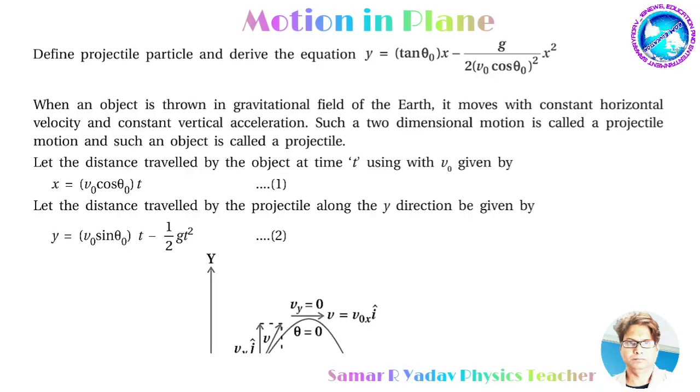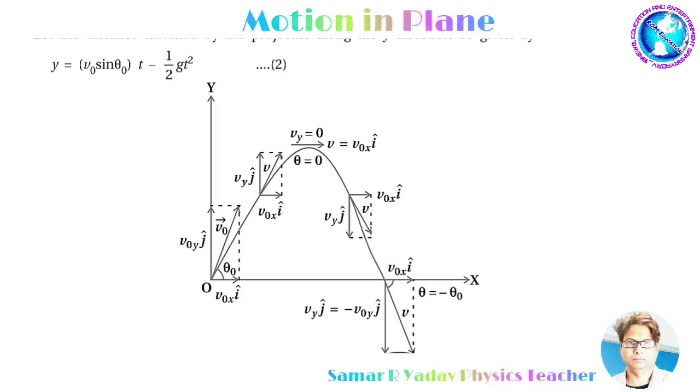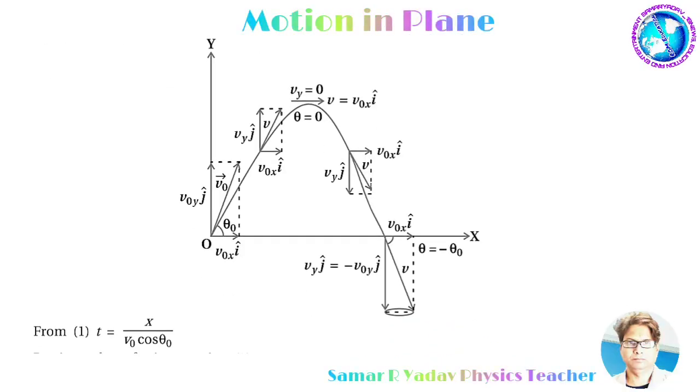Let the distance traveled by the object at time t, with v0, be given by x = (v0 cos θ0) t, equation 1. Let the distance traveled by the projectile along the y direction be given by y = (v0 sin θ0) t − 1/2 g t², equation number 2. You can see this in the figure also.